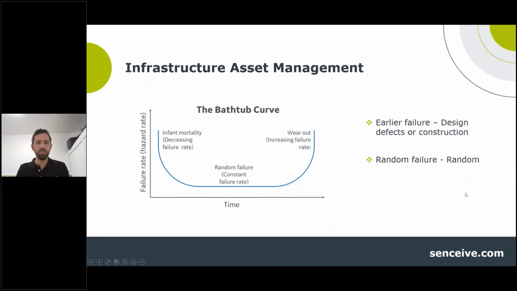Next will be random failure. This is definitely in the mid years of design life of a structure, where there certainly is a very low failure rate. Failures could be random due to some outside influences, earthquake or potential design mistakes during construction.